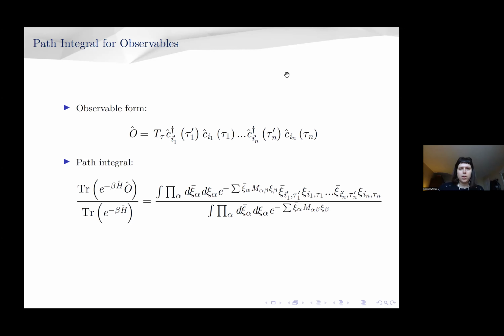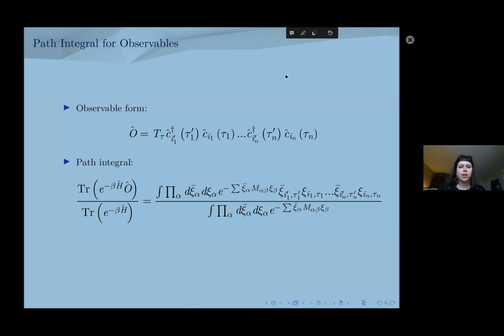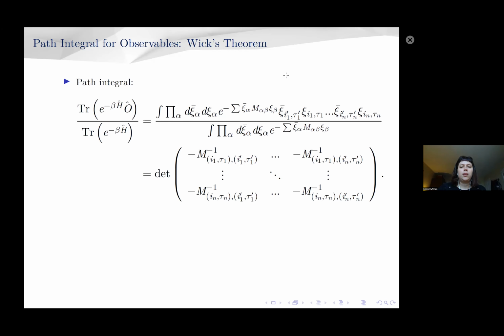Okay, so I'm going to go ahead and stop sharing here for now, and I will go back to the slides. Okay, so here's where we were with the path integral. And then here I give the general expression.